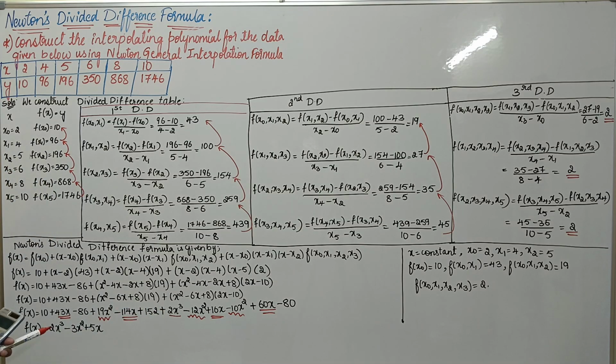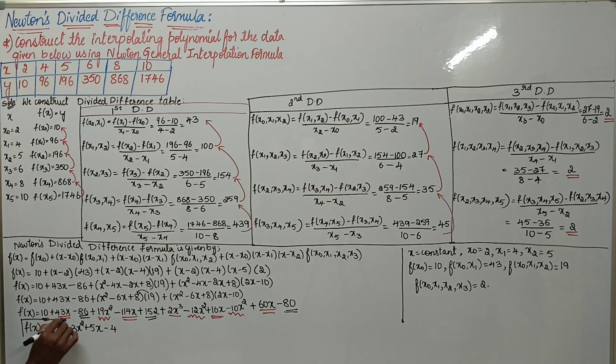Now let us add 10 minus 86 plus 152, then we have minus 80. We get minus 4. See, this was the condition which was required. See, 19 into 8, you get 152. Okay, done.